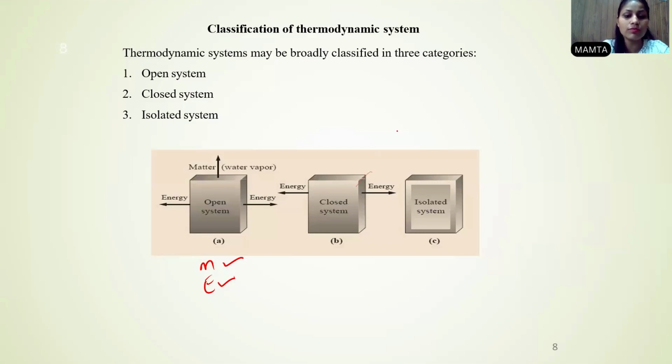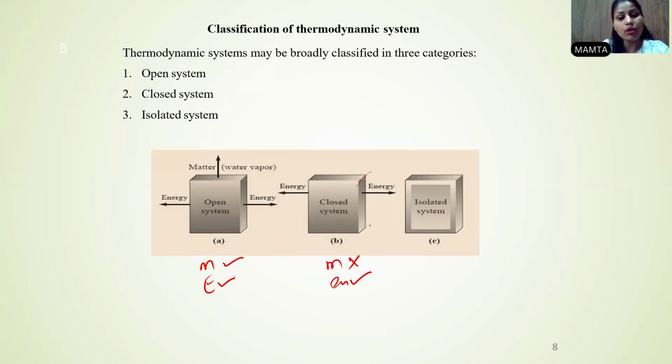So this is the closed system. In a closed system, mass cannot be transferred but energy can be transferred. This is the thermodynamic system that can exchange energy with its surroundings, but not matter. The system boundary is impermeable to mass transfer, but it allows for the transfer of heat and work. So the total energy within a closed system remains constant, but the distribution of energy among the different forms may change, right?